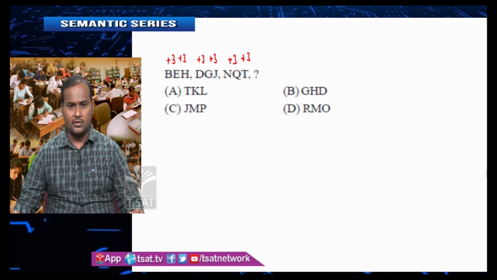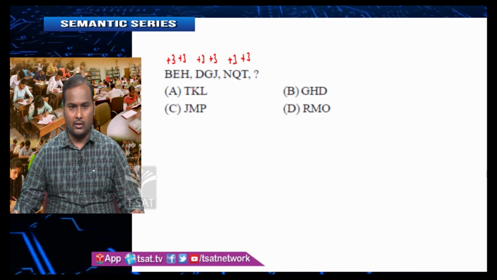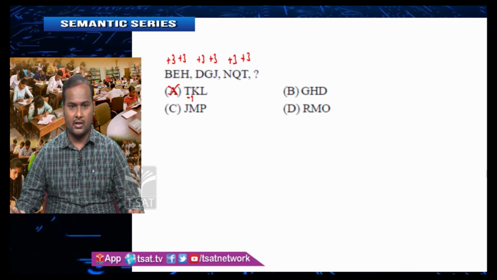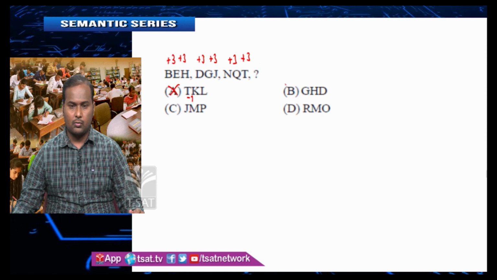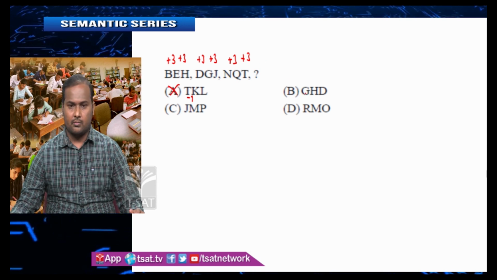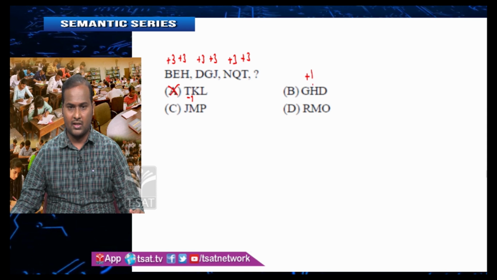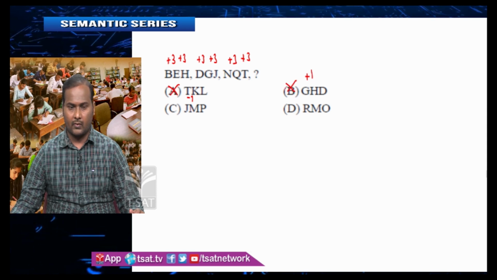Option A, if you see option A, T is 20, K is 11, it is decreasing by minus 9. So, option A is not the answer. Come to option B. In option B, G is 7, H is 8, it is increasing by only plus 1. So, this cannot be your answer.